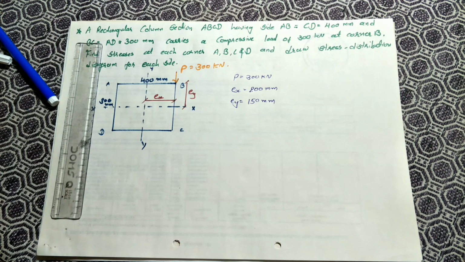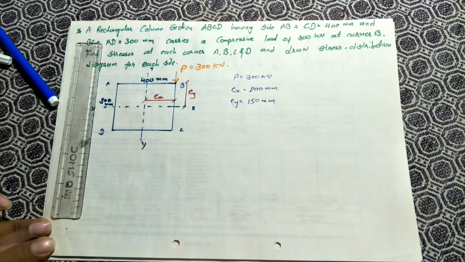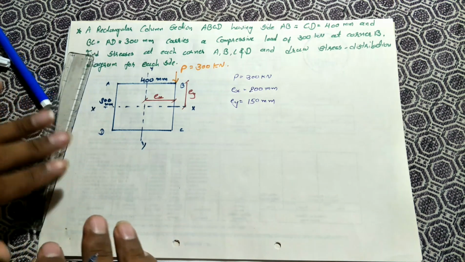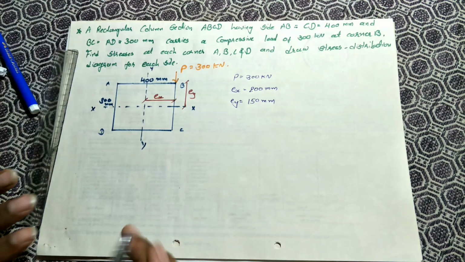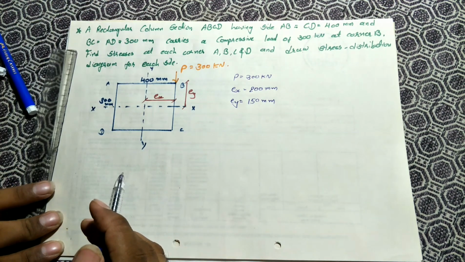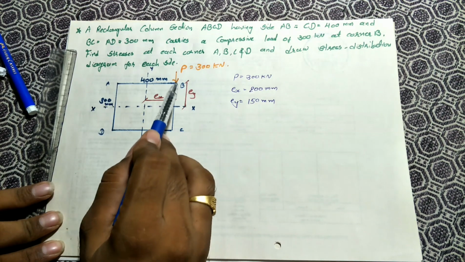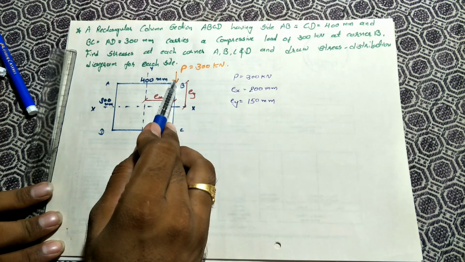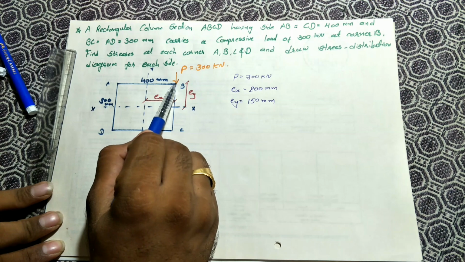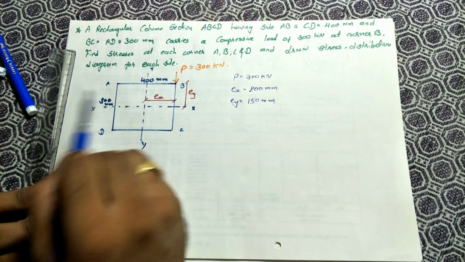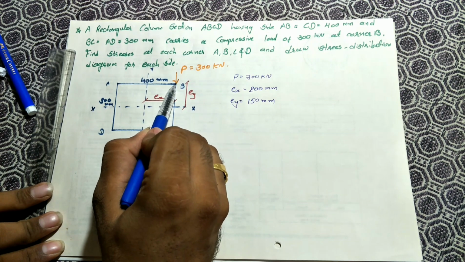This is just a question of biaxial bending. So that was the design part, this is the analysis part. We have to calculate the stresses at each corner because of this loading. So it is obvious that at this point your stress value will be more compared to any other points, because your load is acting at this point only.